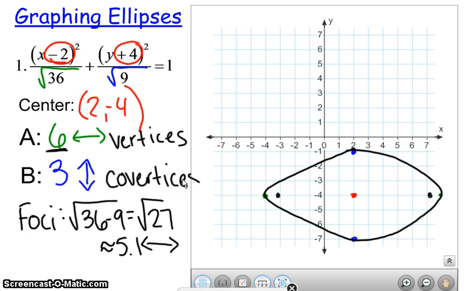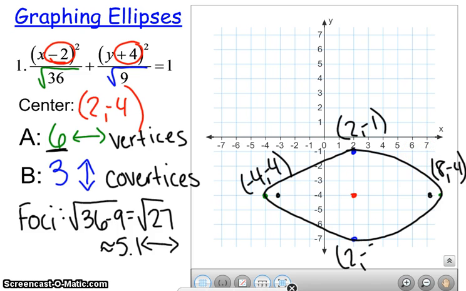Now we need to go through and do some labeling of our vertices and co-vertices. Since our vertices are on the end of our major axis, we need the ones that were 6 away in the green. So that's the negative 4, and the 8, negative 4. Our co-vertices were the ones we did in blue. So that would be our 2, negative 1, and then our 2, negative 7. And that's pretty much everything you need to know about graphing ellipses.